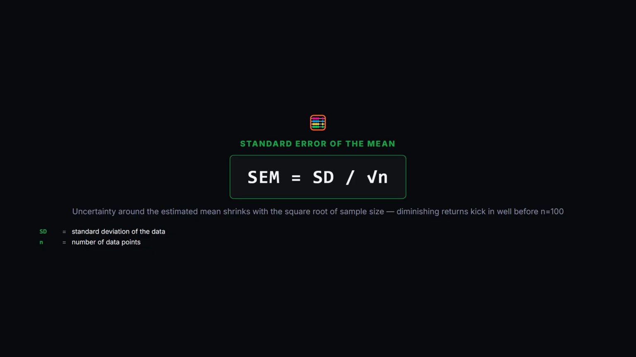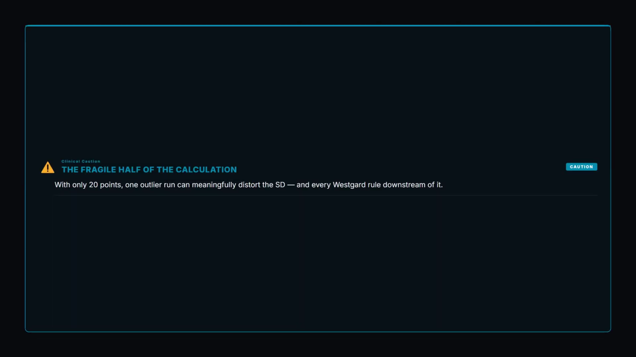The SD estimate is the fragile half of this calculation. With only 20 points, the standard deviation itself carries real sampling uncertainty. A single unusually high or low run early in the collection window can meaningfully distort the calculated SD, which then distorts every Westgard rule built on top of it.